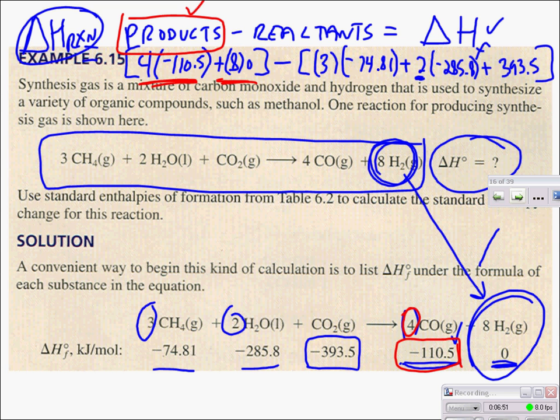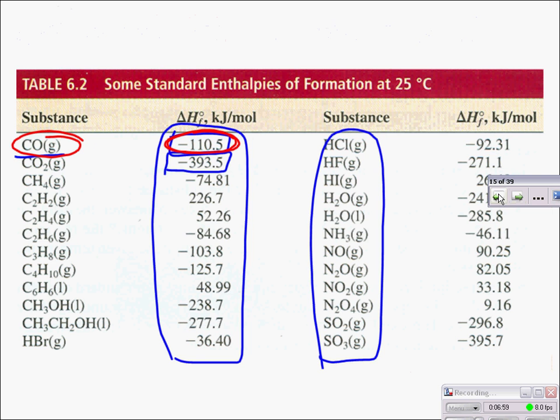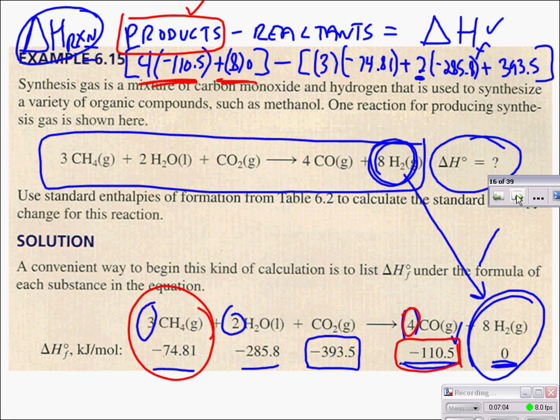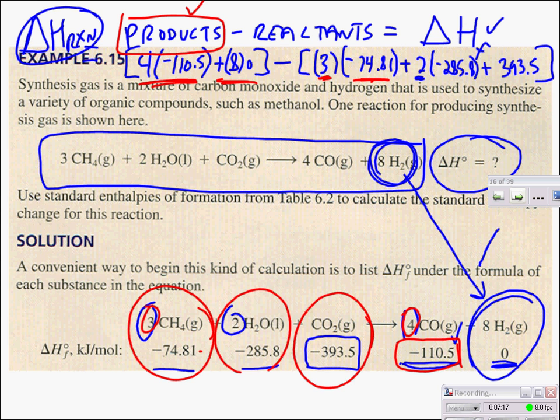Then I have to go back and look up the values for all my reactants. So just pick one, like CH4 as a gas. If I go over here, CH4 as a gas is negative 74.81. So I go back over here, the coefficient is 3, so when I set it up, it's 3 times negative 74.81, 2 times the value for water, and the coefficient of CO2 is 1. So I put all the different reactants there. I'm going to multiply and add them all together. I subtract the reactants from the products, and I get my delta H value. That's one way we calculate delta H.